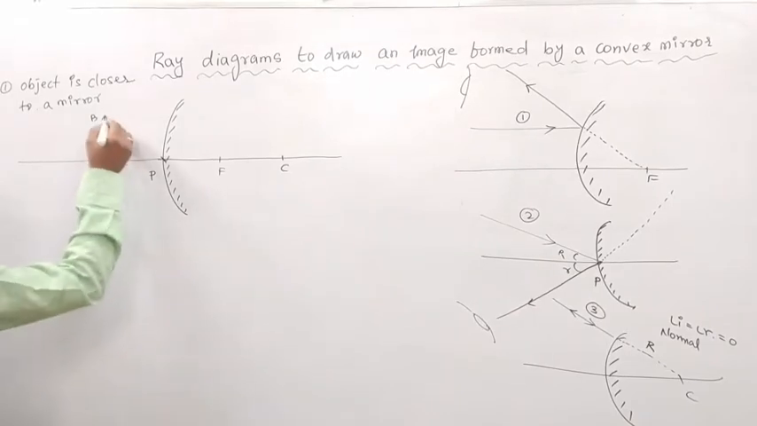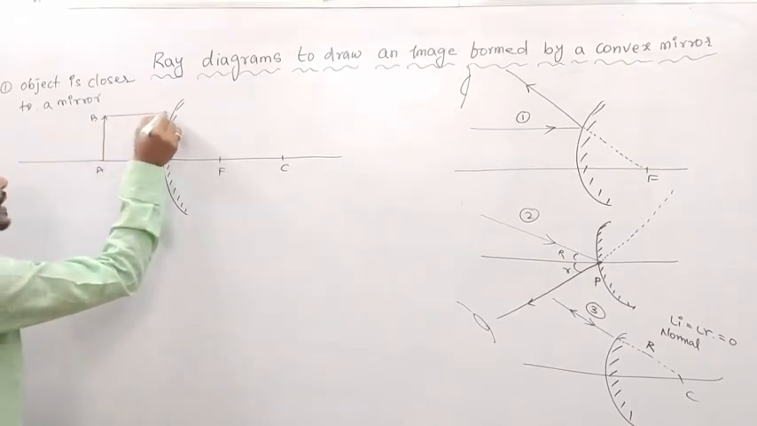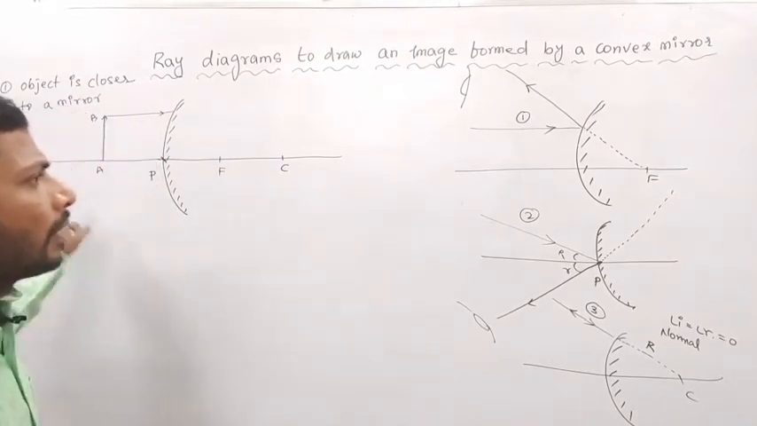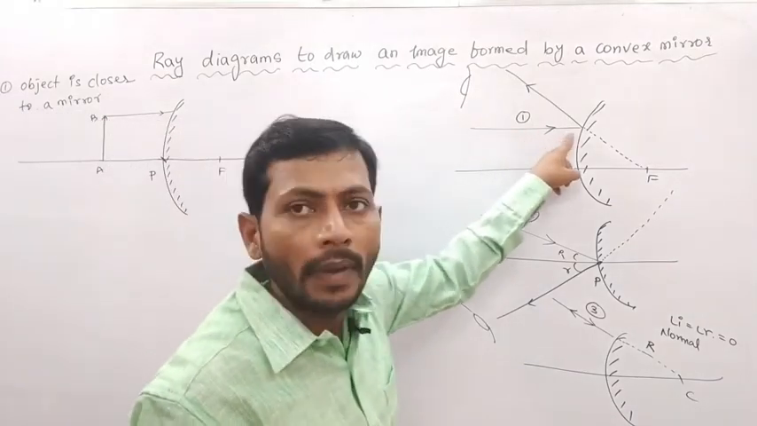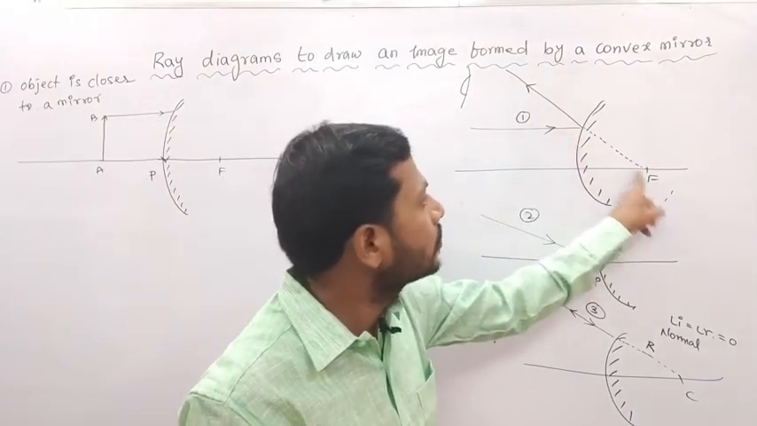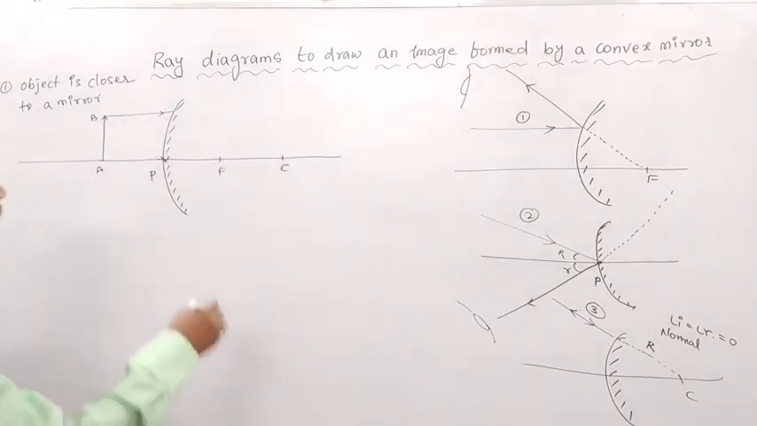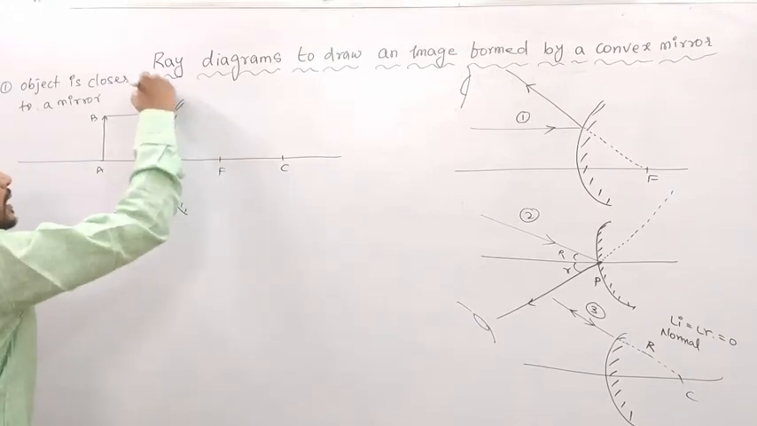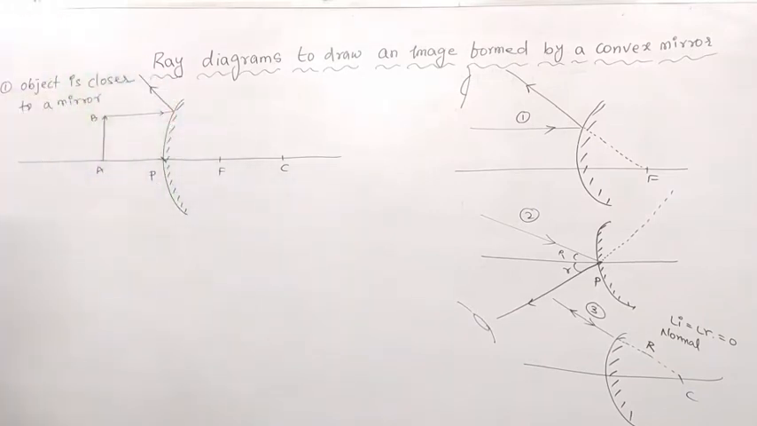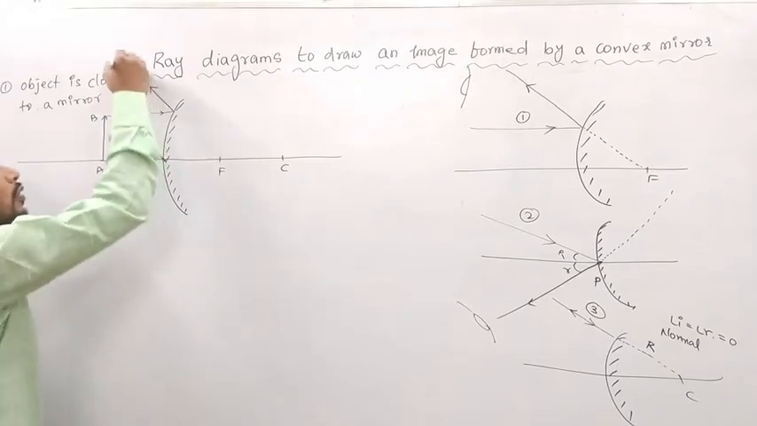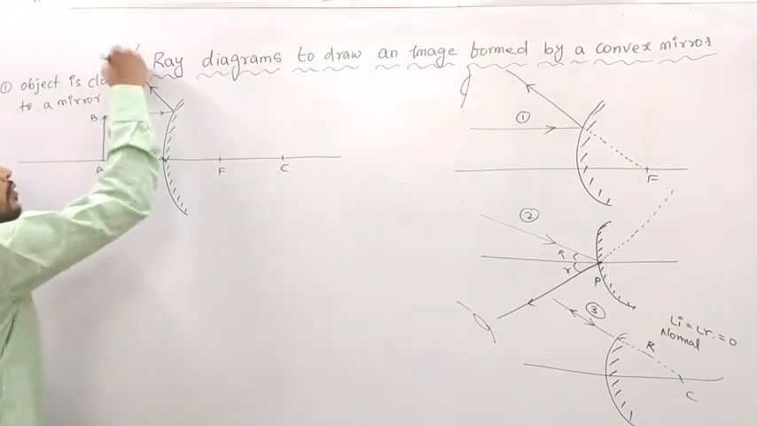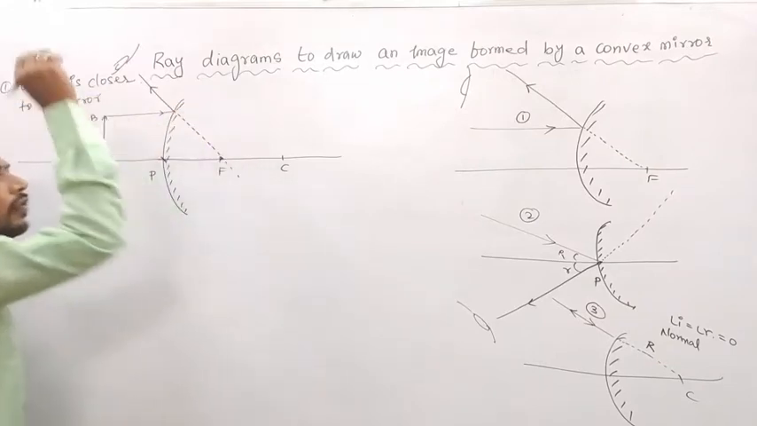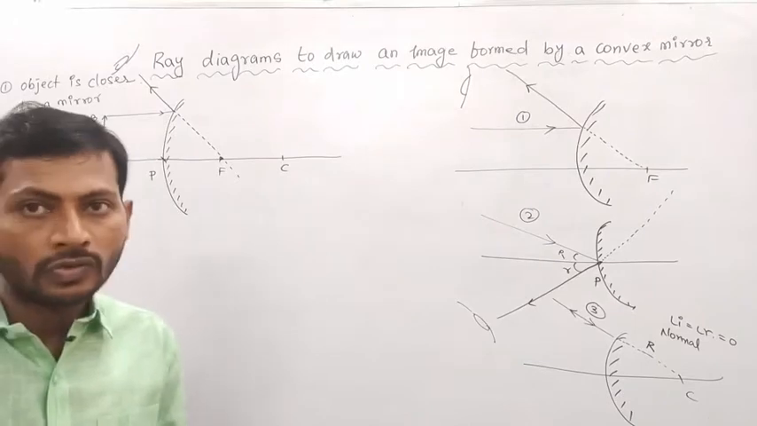I am going to take the first ray, very easy: the ray coming parallel to the principal axis. Apply the same rule. When the ray is coming parallel to the principal axis, it passes through the focus. Then I am going to say this ray goes like this, meaning it gets the reflection like this. But when you retrace this ray, we will feel that this ray is coming from this location, the focus. So now the first rule is completed.